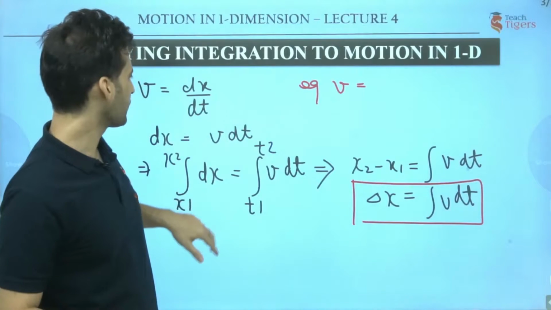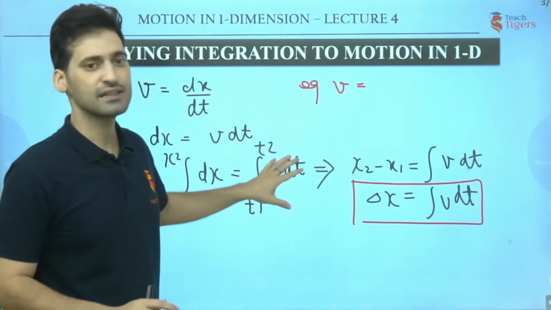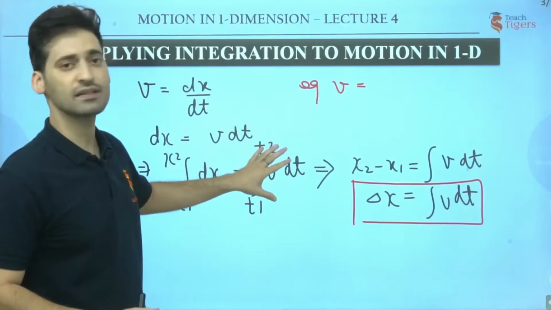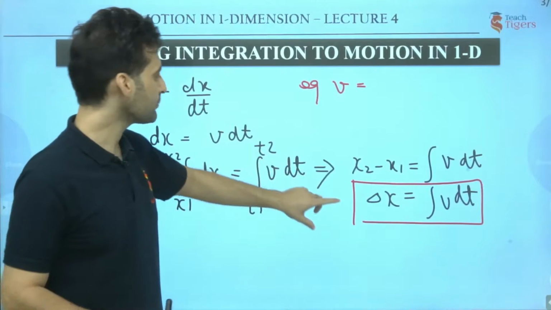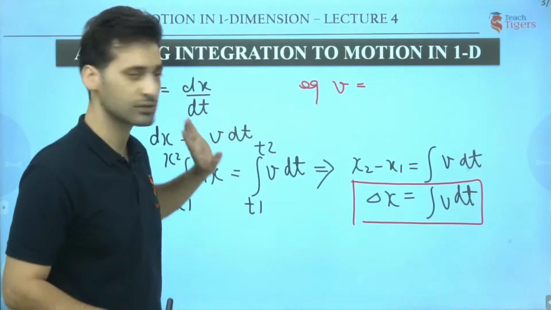One more thing I want to make clear over here. We have done the definite integration. This is what? Definite integration. Definite means when you put the limits. I have put the limits over here, t1 to t2, I have put the limit.